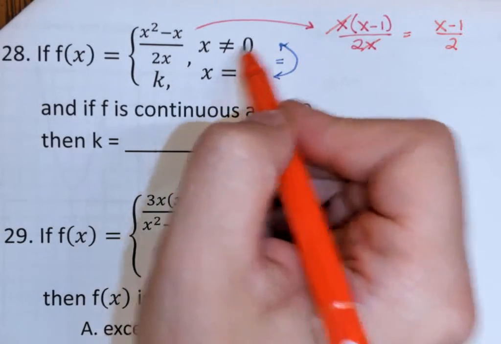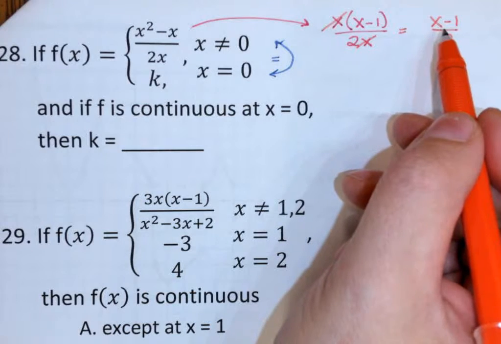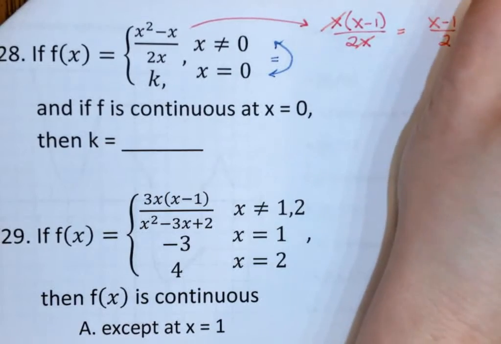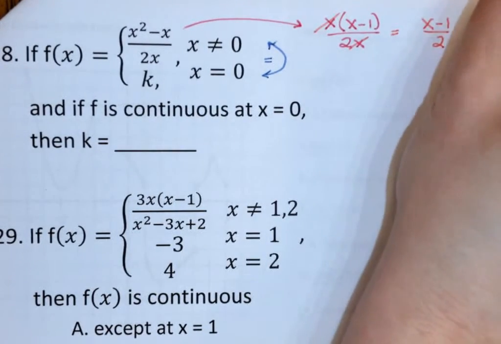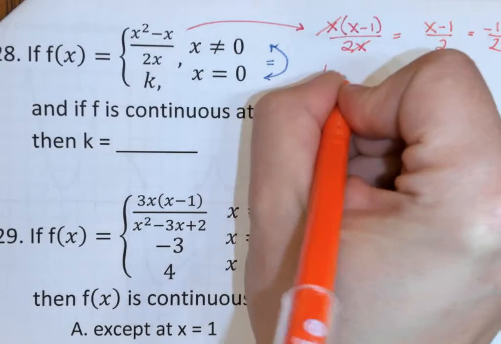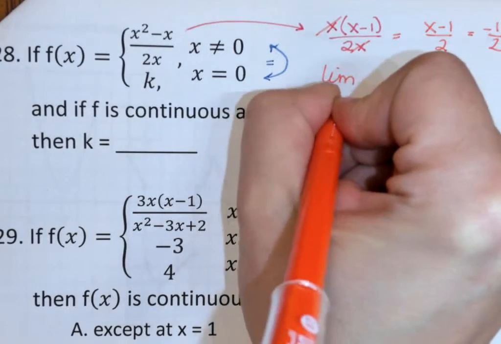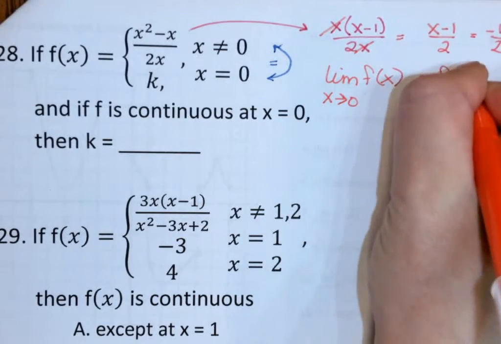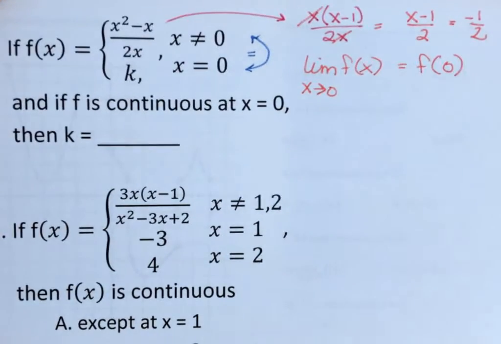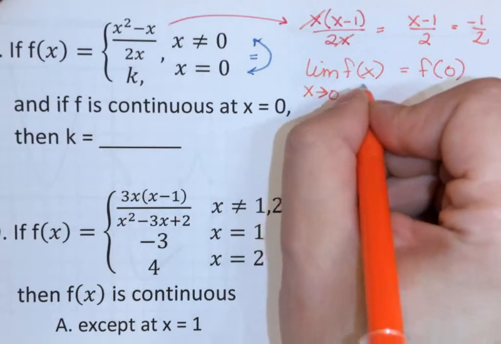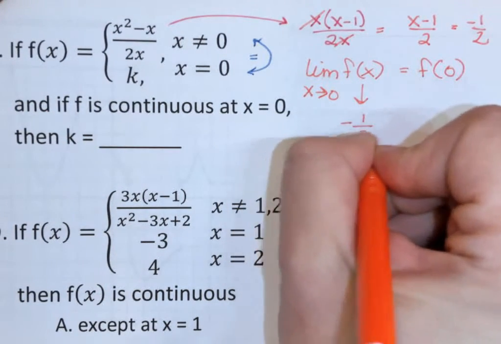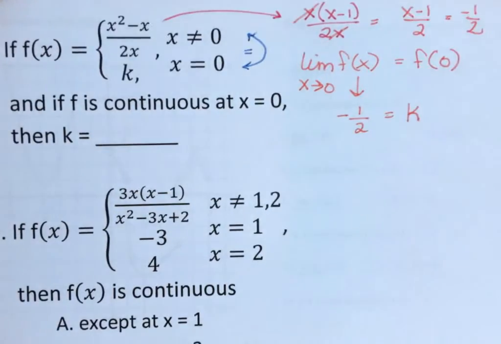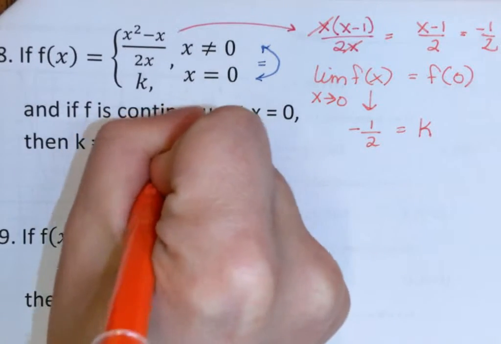Now, can I put 0 into this? If 0 was here, what would you have? Negative 1/2. So that means the limit as x goes to 0 has to be the same thing as f of 0. So we've said the limit as x approaches 0 is negative 1/2, so f of 0, which was k, is also negative 1/2.